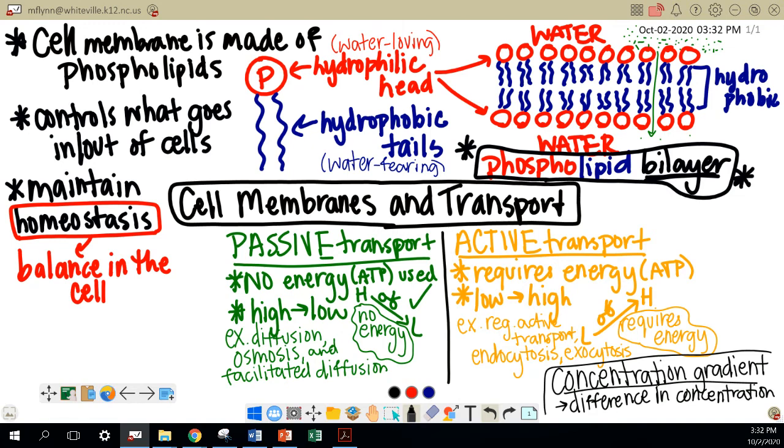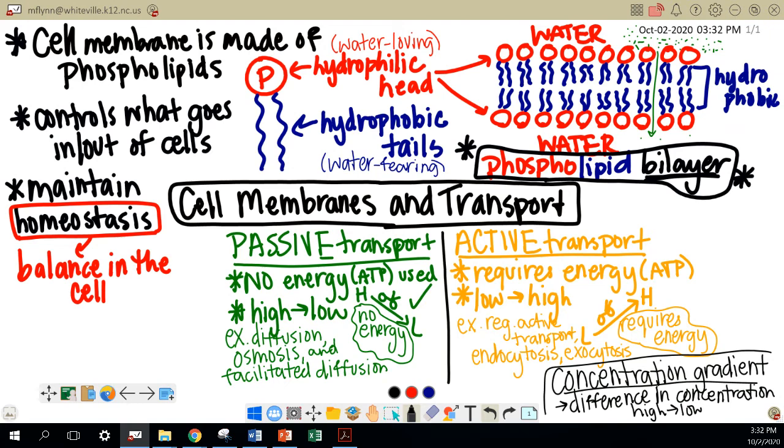In active transport, the molecules don't want to move to where there's a high concentration, because there's already too many there. So it's going against the concentration gradient. It's working against something, and that's why it requires energy. Whereas passive transport is just going with the concentration gradient. The concentration gradient is high to low. That's why passive transport is happy to do that, because it's just flowing down that hill.